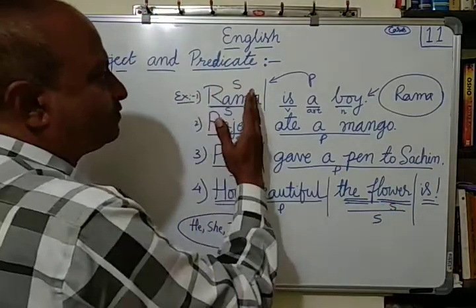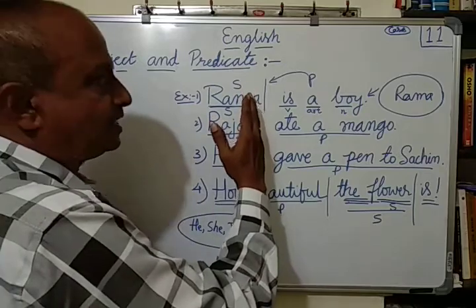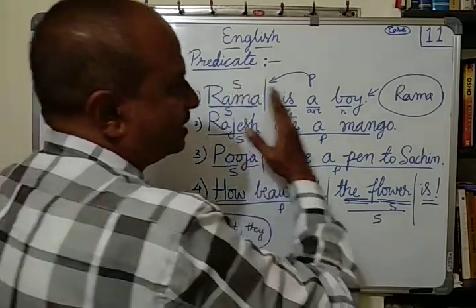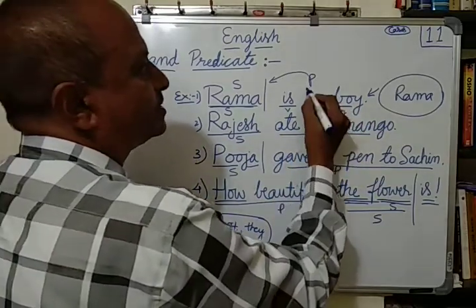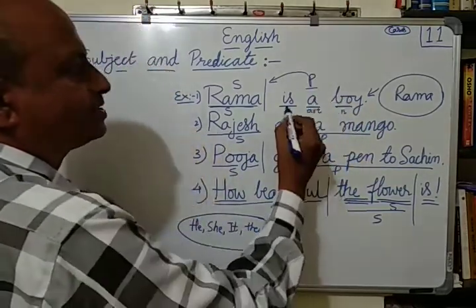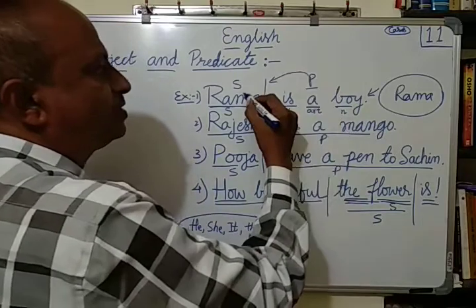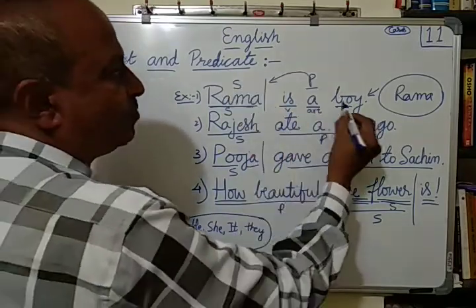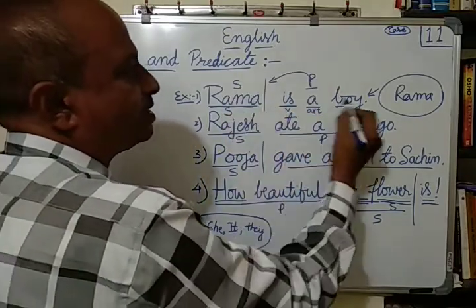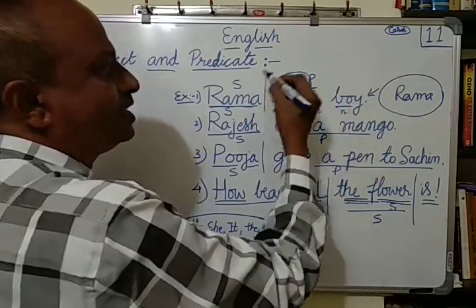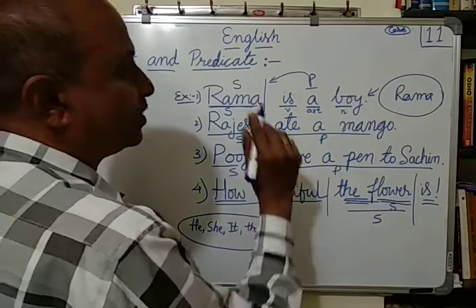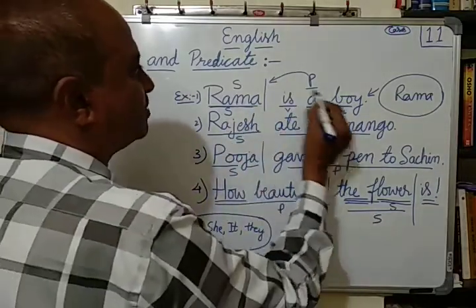And apart from the subject in a sentence, all the other words belong to the second group, that is predicate. They are predicate because they say something about the subject. Rama is a boy. Is a boy says something about Rama. This says Rama is a boy. He is not a girl. That way it says something about Rama.